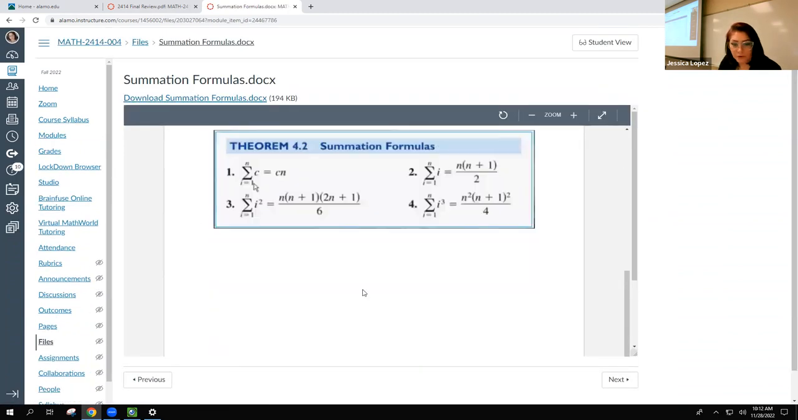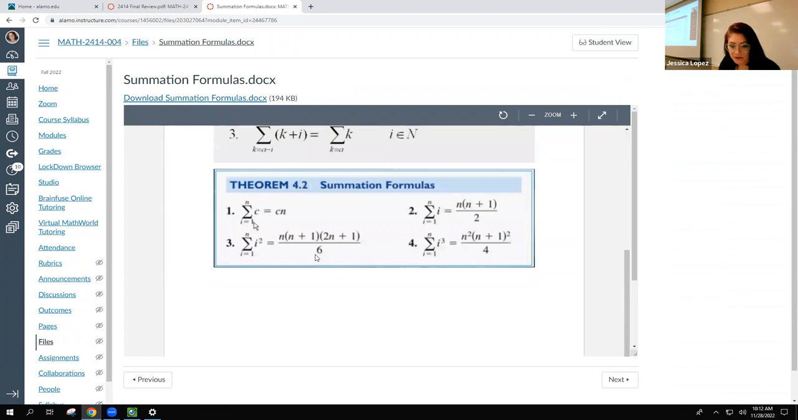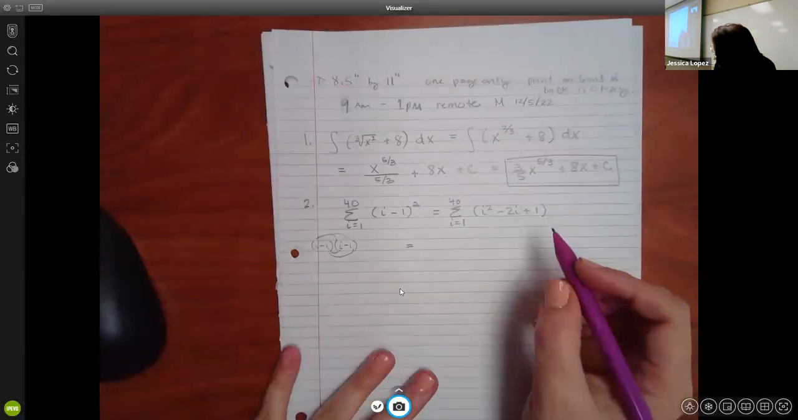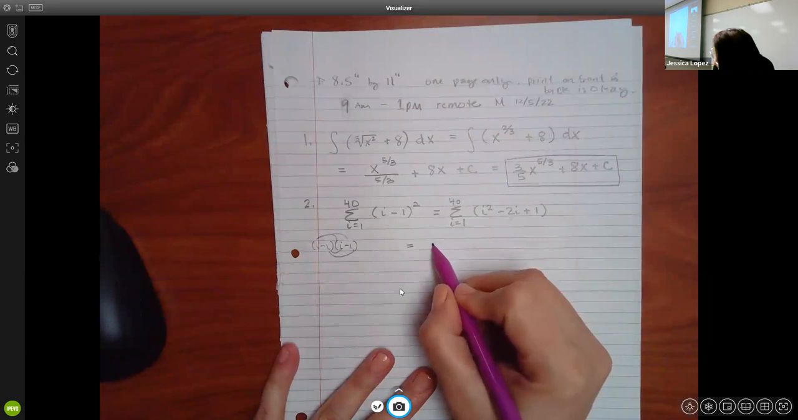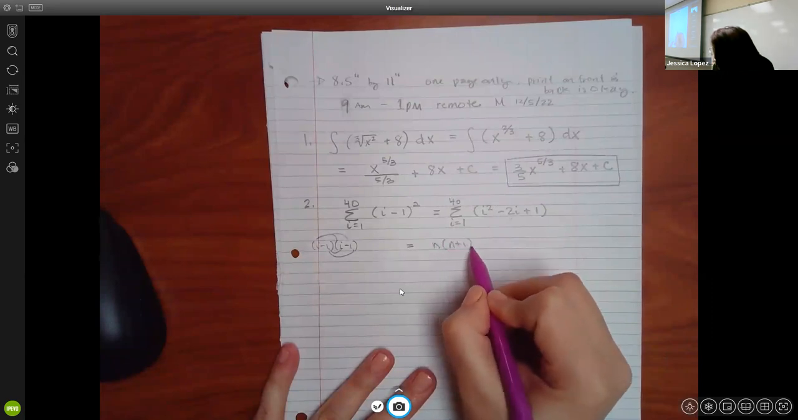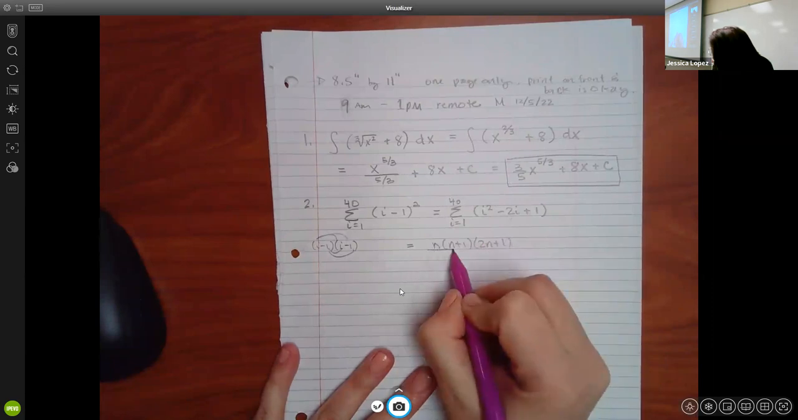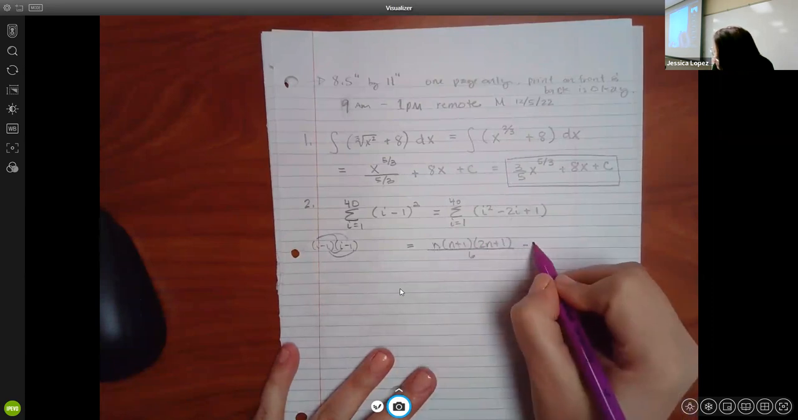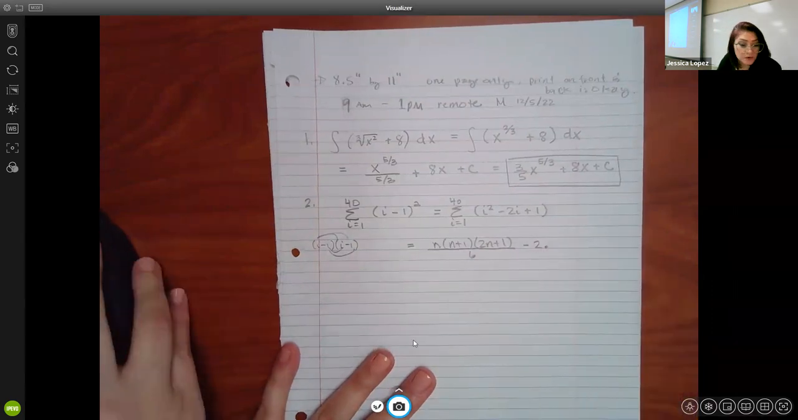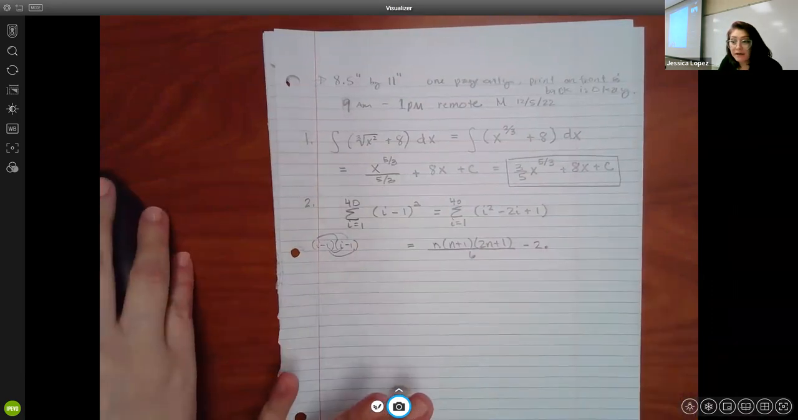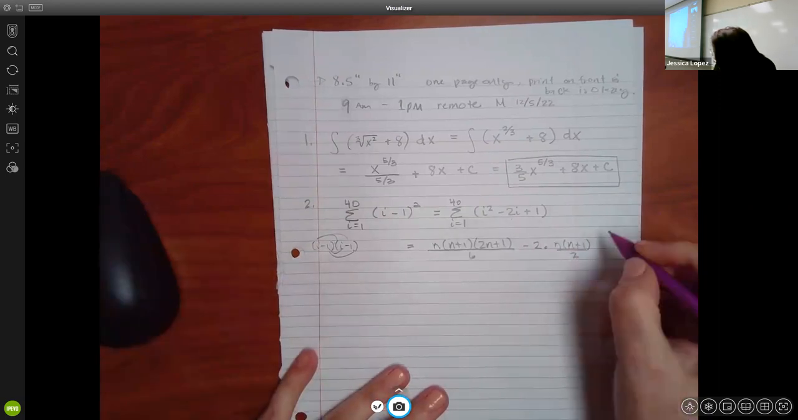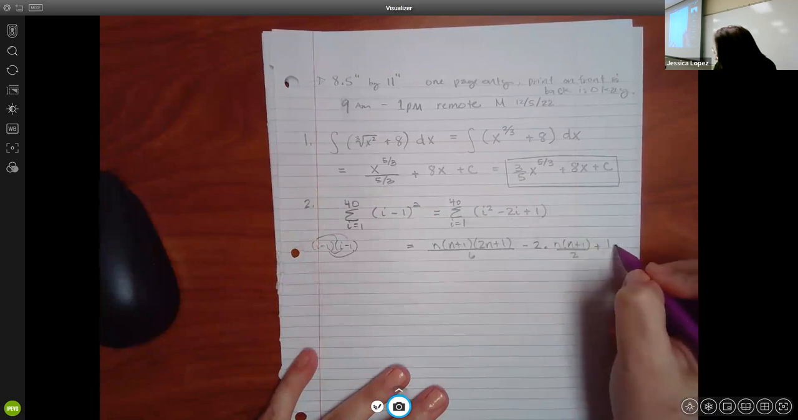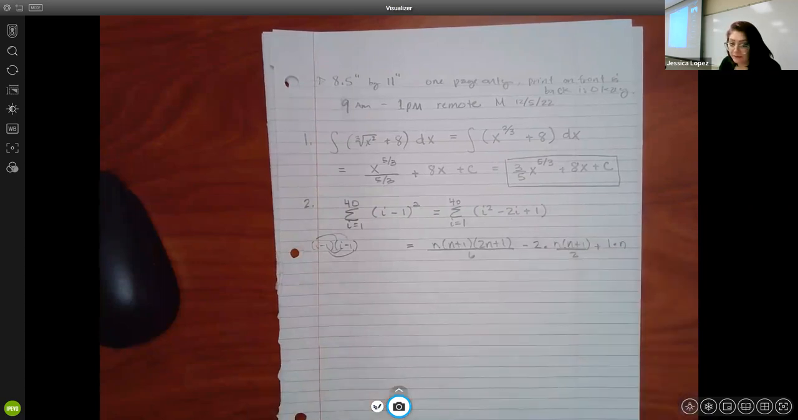So, for i squared, it's this fraction. n plus 1, 2n plus 1, see, I was right. I should have just trusted. So anyway, this one would become n plus 1, 2n plus 1 over 6 minus 2 times, and then the formula for i, that one's just n plus 1 over 2. And then 1 is just the constant multiplier, so it gets multiplied by n.